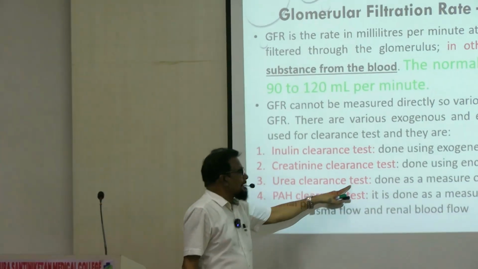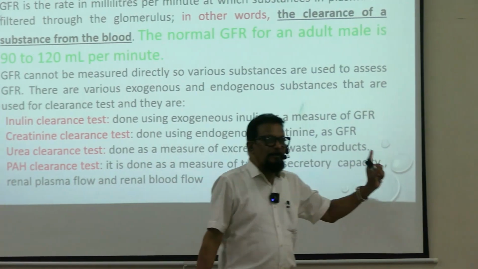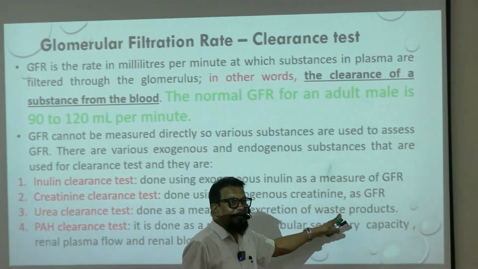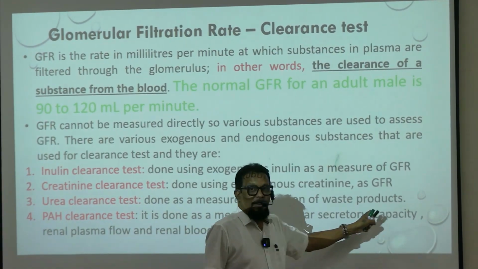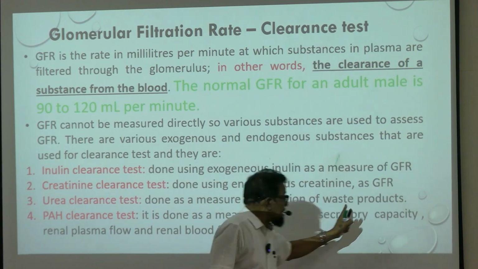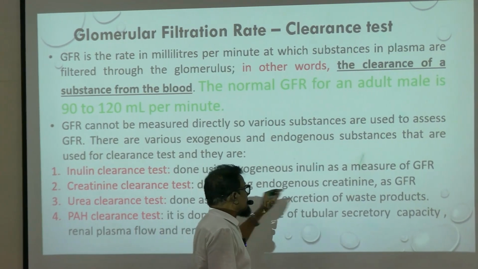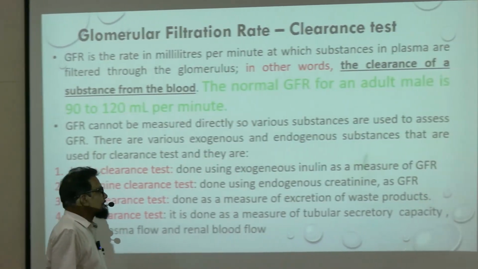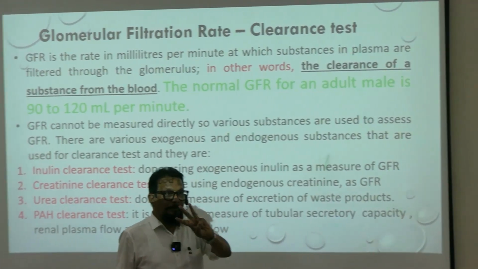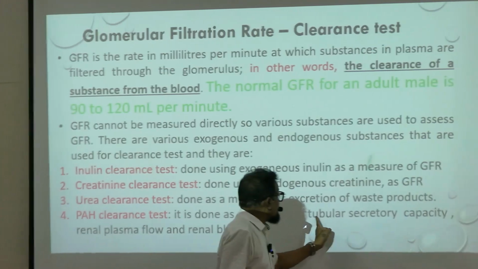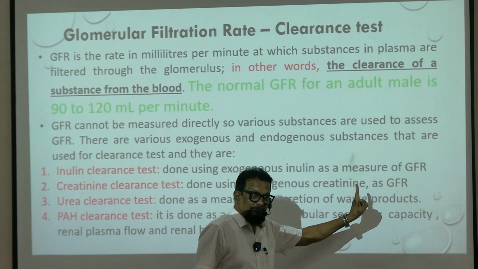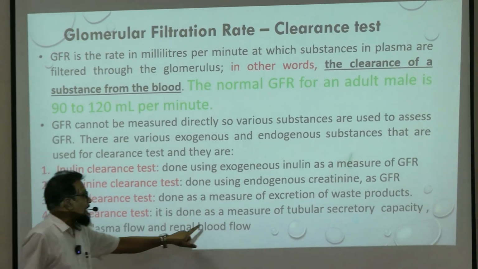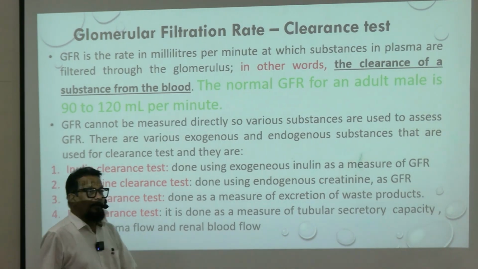value. And the urea clearance test, what does its clearance value indicate? It indicates how efficient the kidney is in excreting waste products. That value will indicate how efficient the kidney is in removing the waste products. And PAH clearance, one way it reflects tubular secretory capacity. As well as that, it can measure renal plasma flow and renal blood flow. In that way, it is also very important.